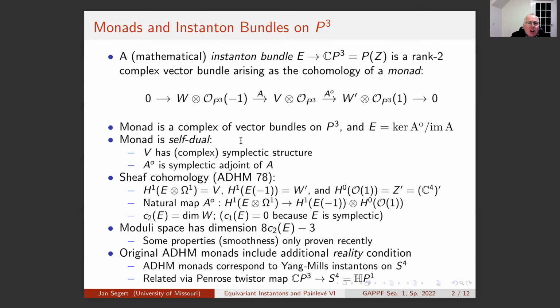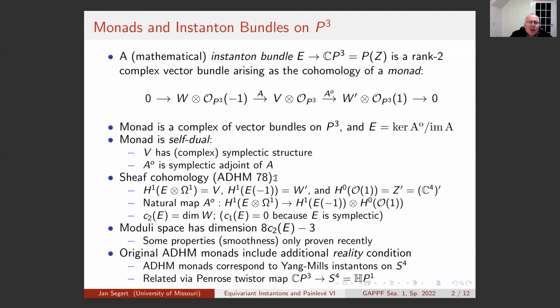And so W and V are vector spaces. V has a complex symplectic structure, and these two maps are symplectic adjoints of each other. It's often said to be self-dual. So these instanton bundles and the monads first arose in the work of Atiyah, Drinfeld, Hitchin, and Manin in the famous work of 1978, where they classified instantons. And instantons are self-dual or anti-self-dual Yang-Mills connections over the four-dimensional sphere. And they're related to these instanton bundles via the Penrose transform.